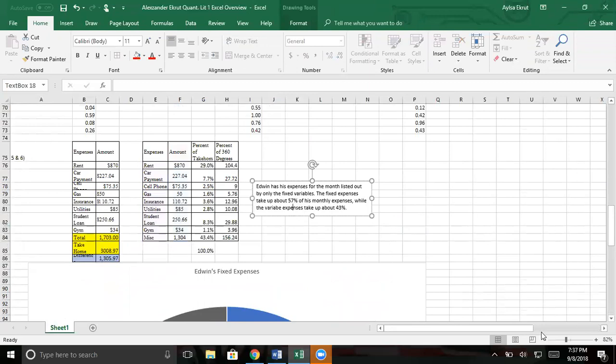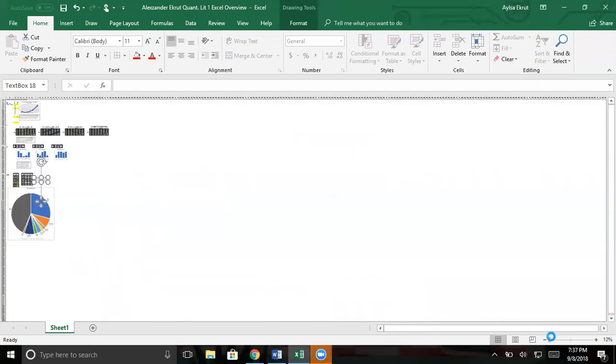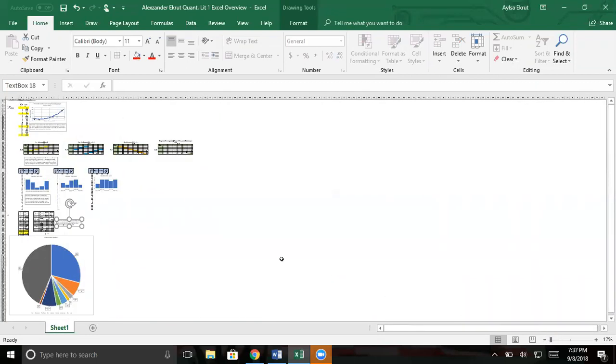I want to zoom it out, get a good view. Yes, that's a little bit too much. There, because the pie chart is so big, that's the only way to get it all in. So there it is. There's my entire Excel report.